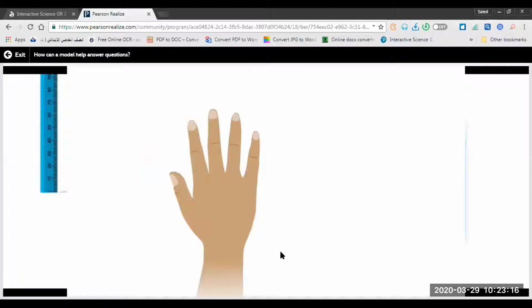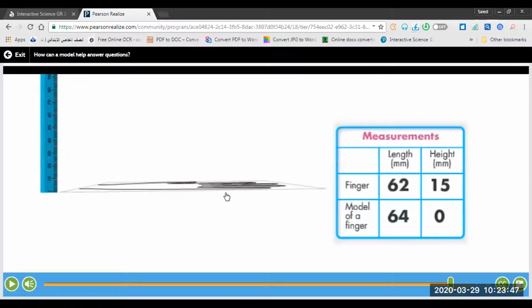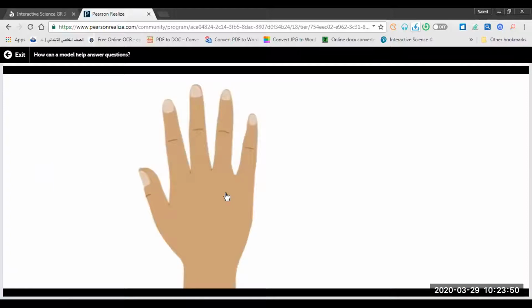Here this video showed you how a model helps you answer a question. What is the question here? The question is, what are your finger's length and height? First, spread and put your finger on a white paper. Then, using a ruler, measure the length and the height of your finger. They record the results, as we saw in the video. Models can help answer questions, but there are limitations.